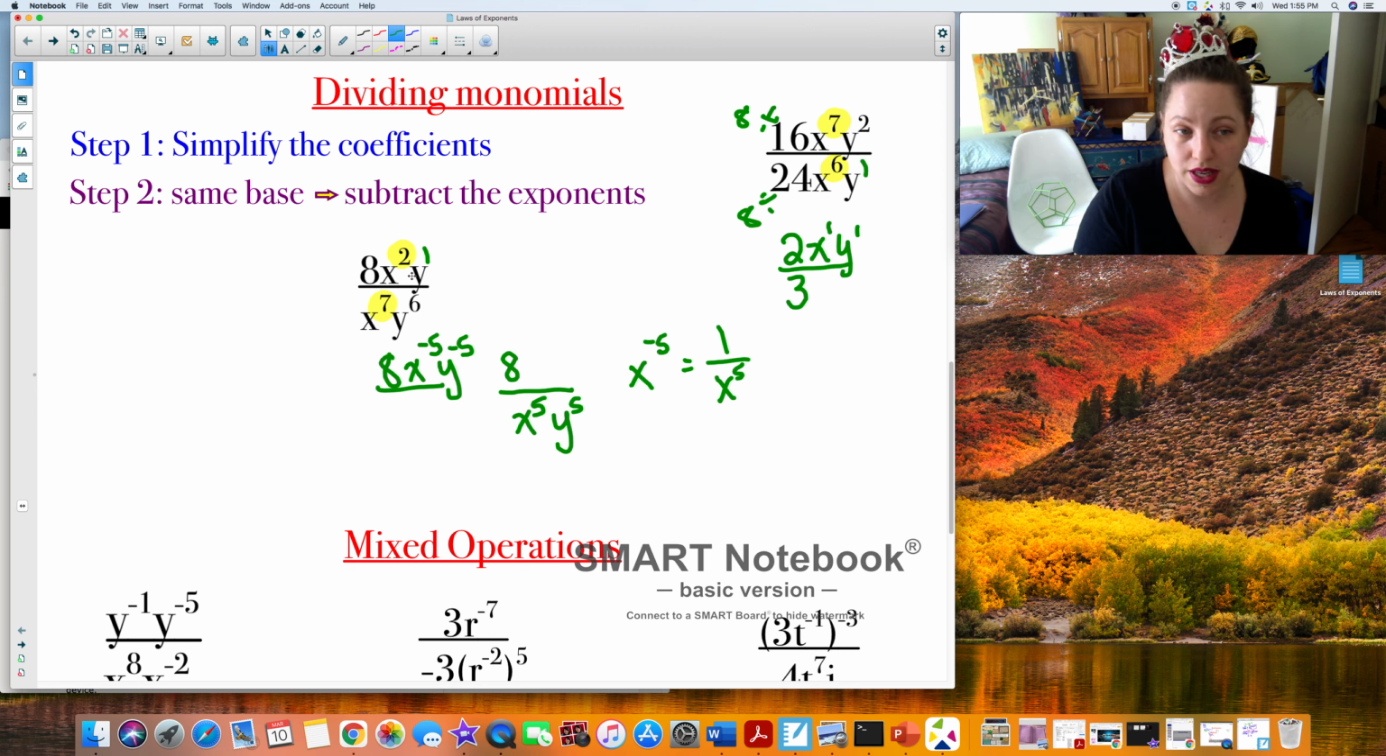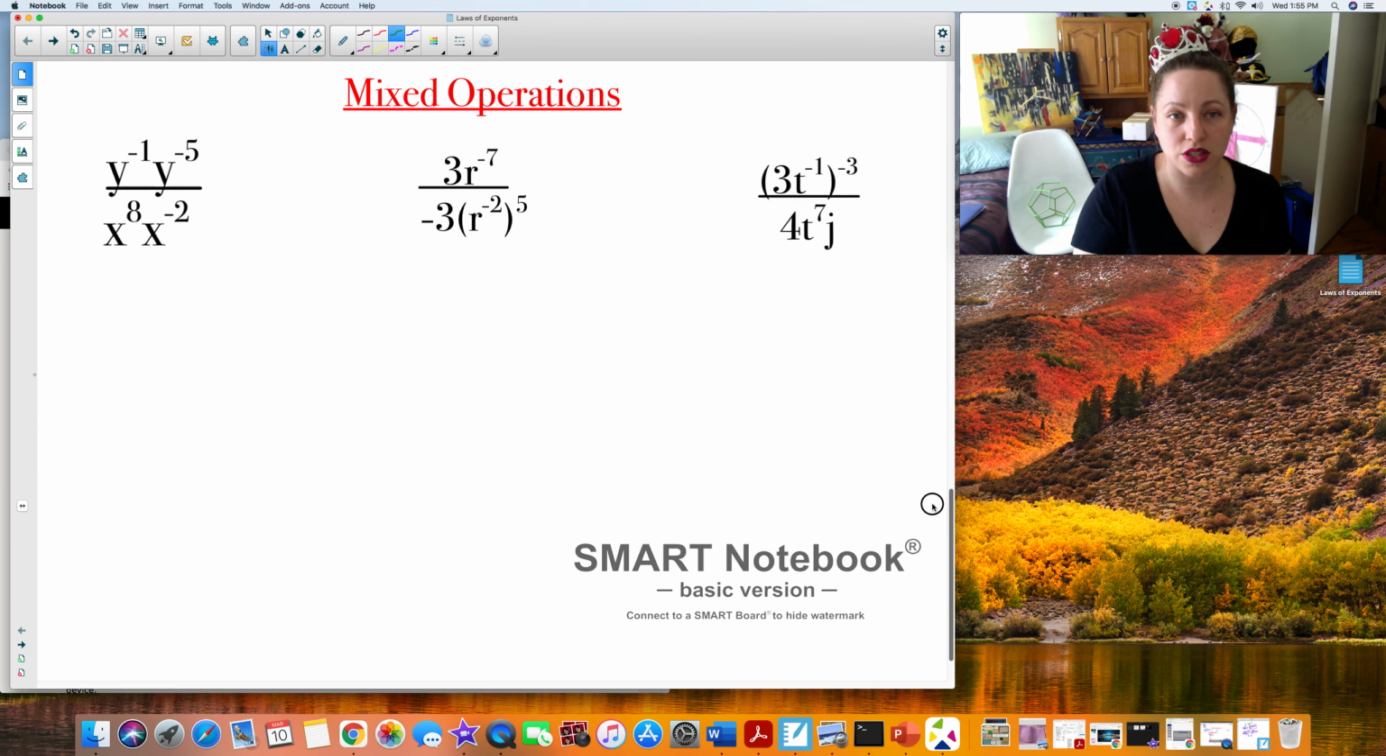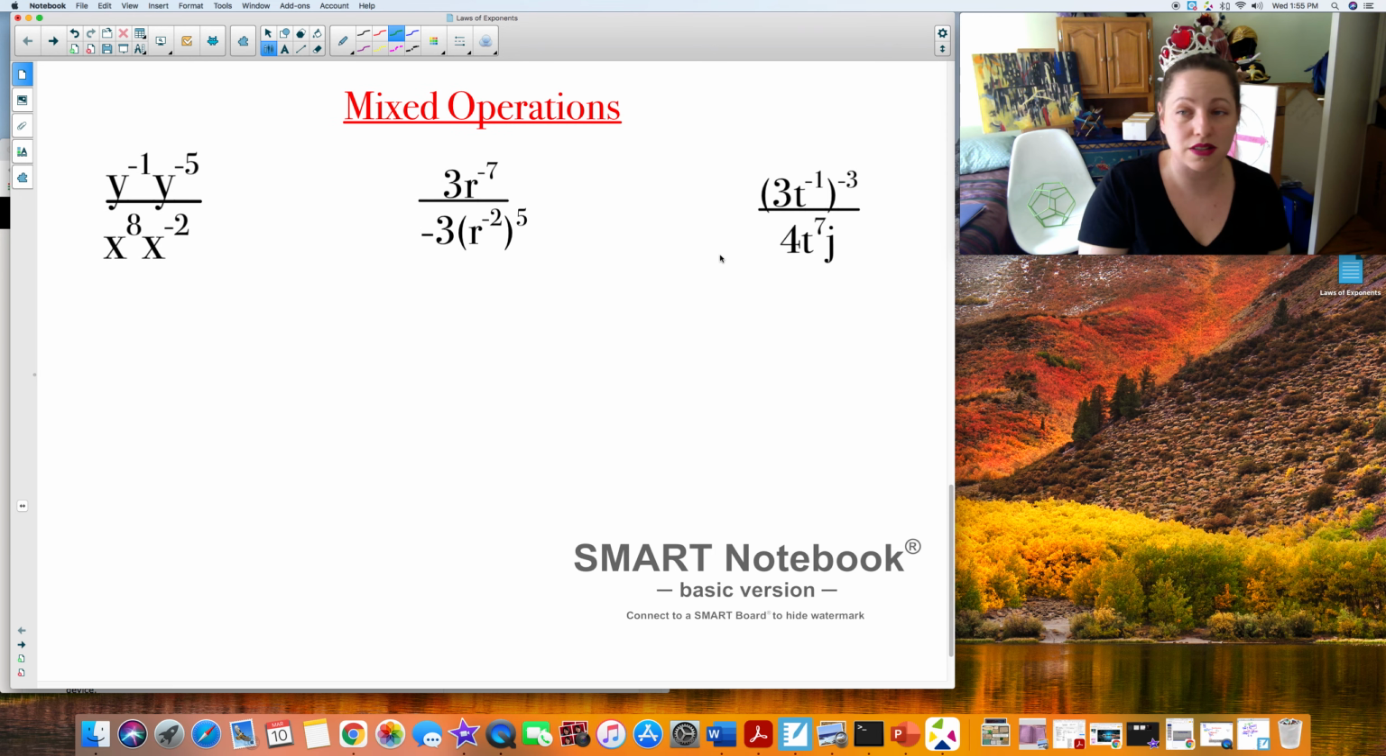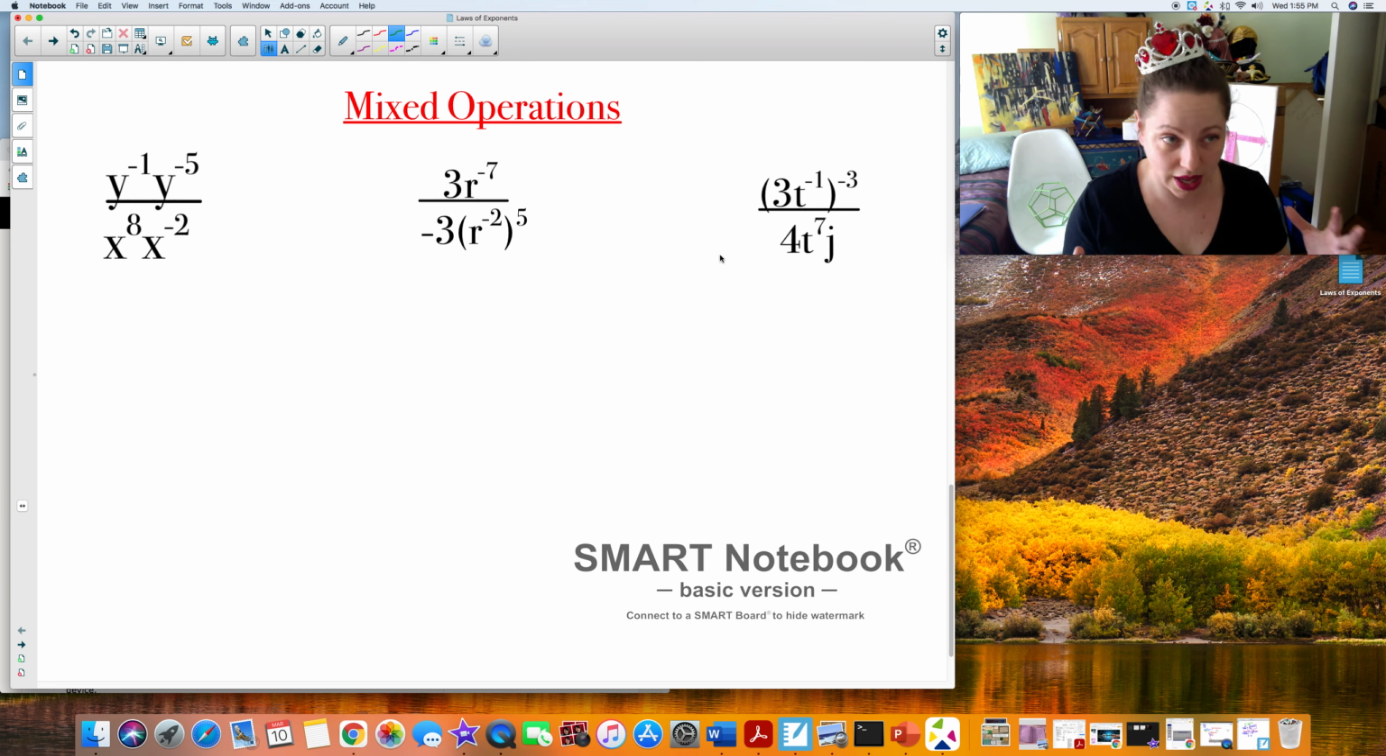Another way to think about it, if you had 2 x's on top and 7 on the bottom, when they cancel out, where are the x's that are left? There was more here, so they'd be on the bottom. That makes sense. Okay. Last section is mixed operations. So let's take a look at these. We're going to do each one separately because these are using all the different things that we've learned together.